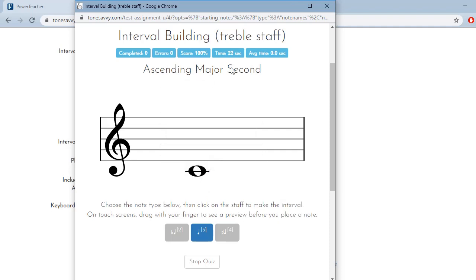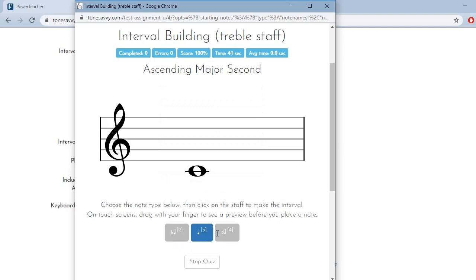And it's going to tell us both the distance of the interval and the quality. So second means we just have to go one note up from C. So if we start counting on C, we just have to get to that second note, and it has to be major. It has to be a whole step away from C, not a half step.